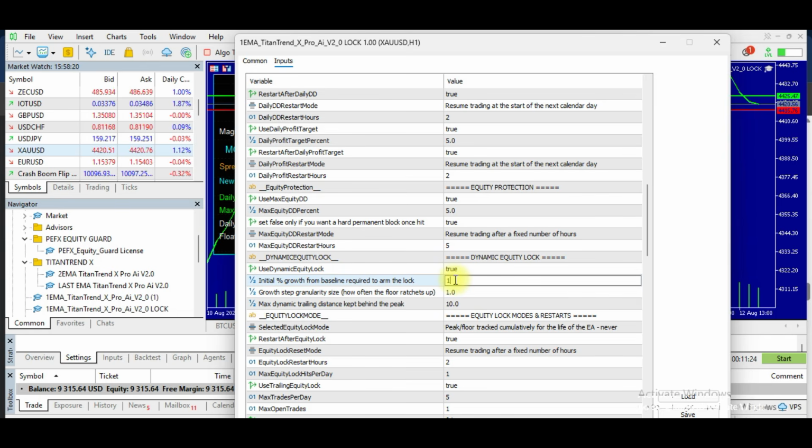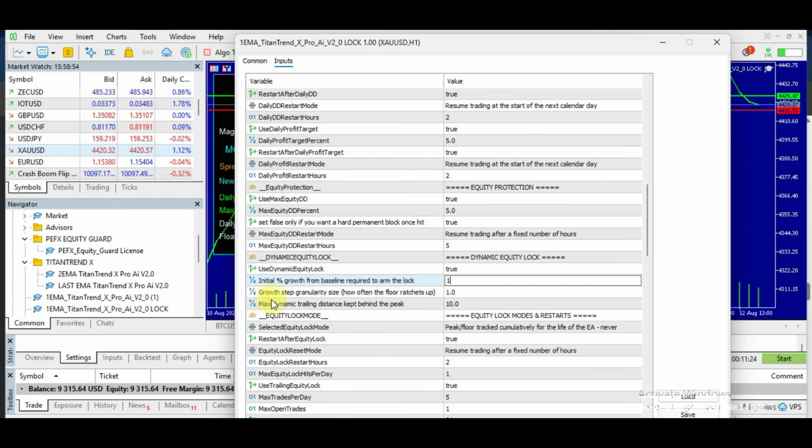Now the second one is the growth step, how often the floor reaches up. If you trigger from here and your account grows from $1,000 to $1,300, the step of growth is this: after 1% it will lock it up. After 1% it will lock it up. Do you get it now? That is how this one works.